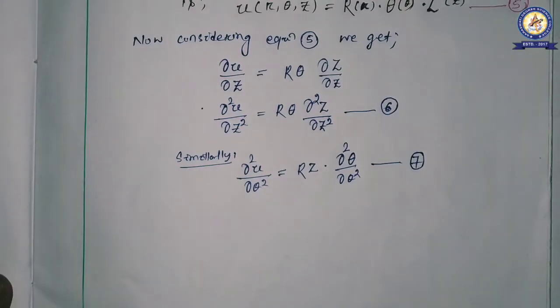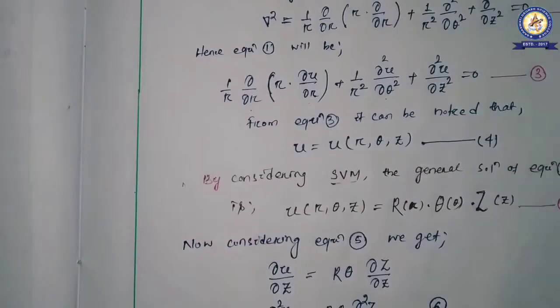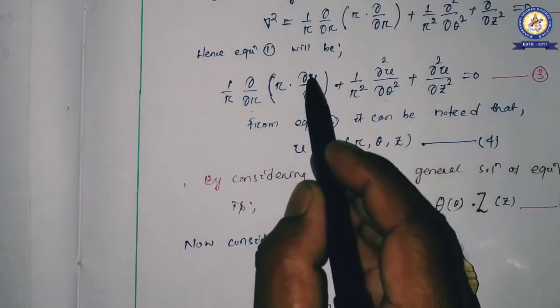Now we have to consider this term, del by del r of r du by dr.